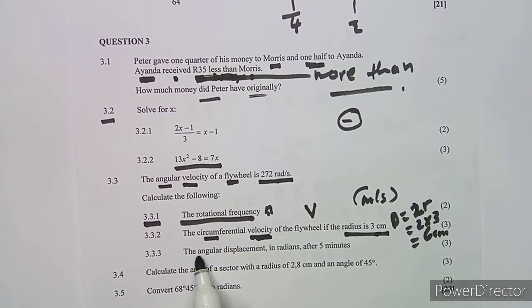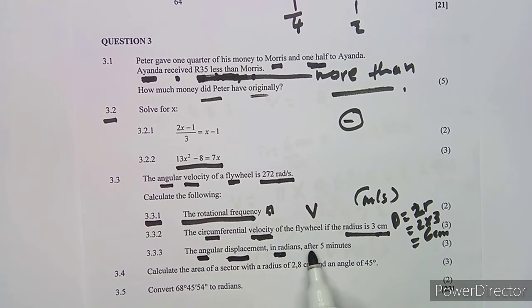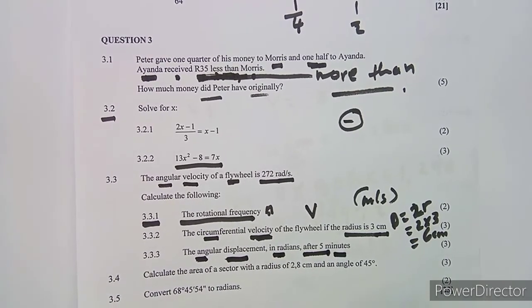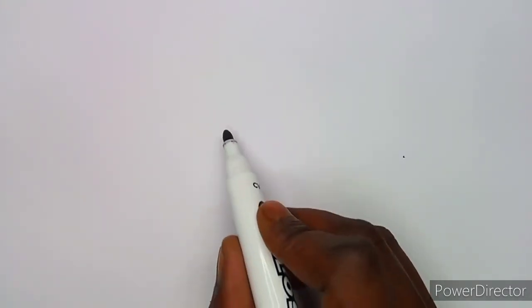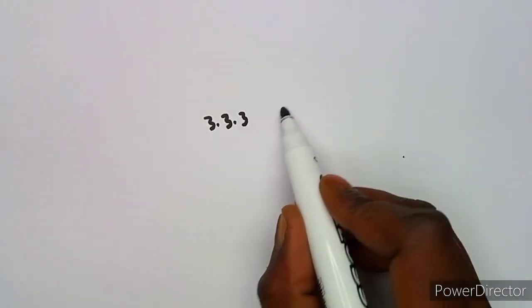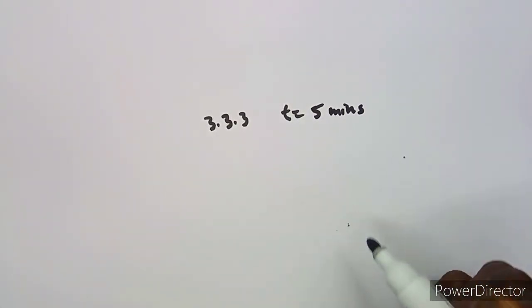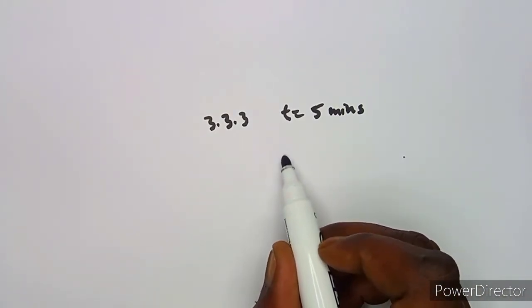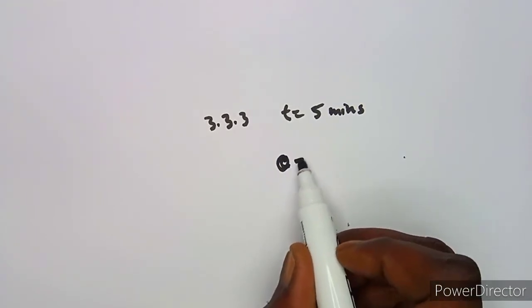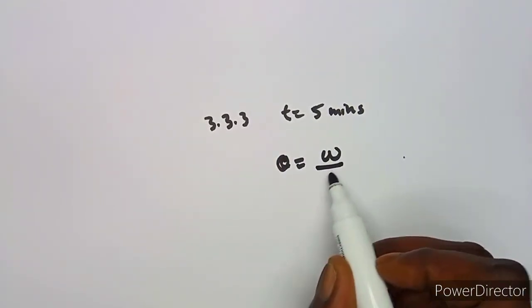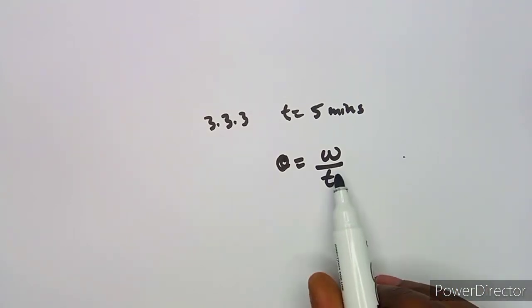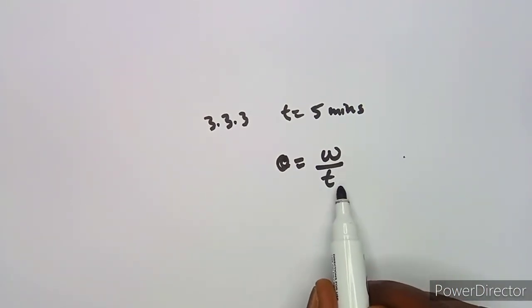Then we have got the angular displacement in radians after 5 minutes. So you're given time in minutes. All right, how are we going to have this one? We're given the time in minutes, which is 5 minutes. Remember that we have this formula where theta is equal to omega over t, because omega is theta over t, so theta is omega over t.